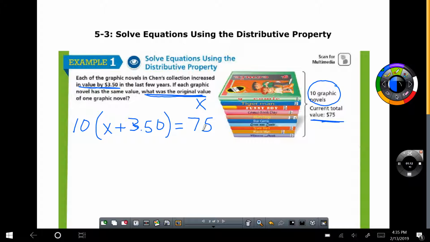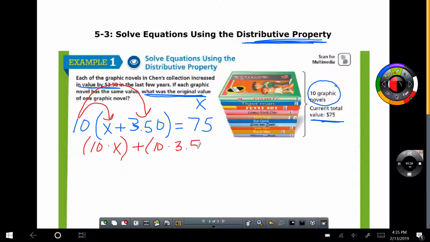We should remember from our last unit that anytime we see a number multiplied by parentheses, it's telling us to use the distributive property, and we need to do that first, and that's still going to apply now. So we're going to take the 10 and multiply it by the X. Remember, the distributive property says we multiply everything outside of a set of parentheses by what's inside. So we're also going to take 10 and multiply it by $3.50. So 10 times $3.50. And that's still going to equal $75.